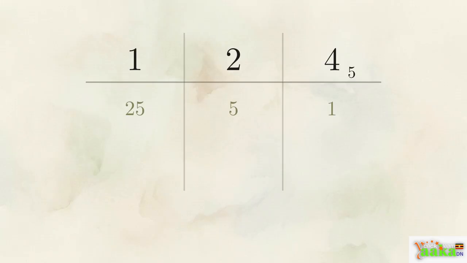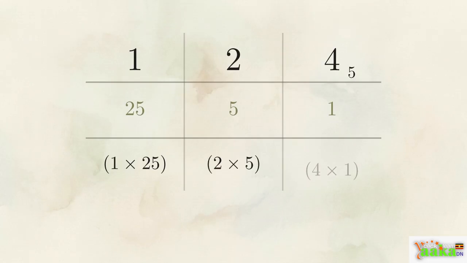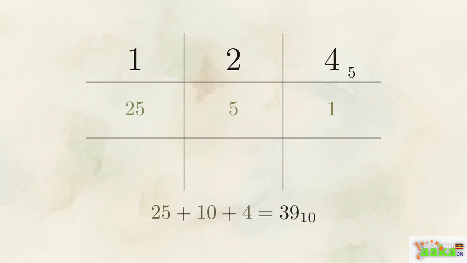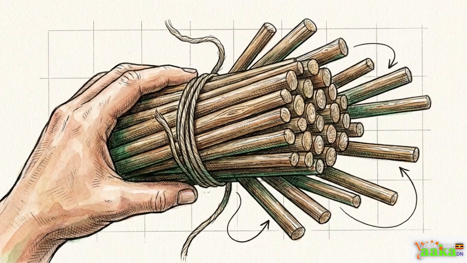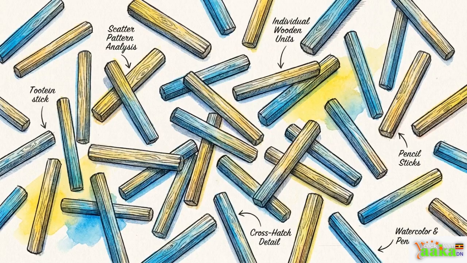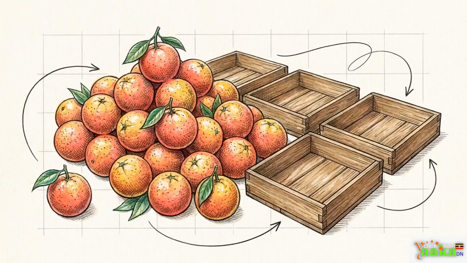Now we expand the number. Multiply the digits by their column values. 1 group of 25, plus 2 groups of 5, plus 4 groups of 1. That gives us 25 plus 10 plus 4, resulting in 39 in base 10. The expansion method works for any base. You are taking the grouped items, the 25s and the 5s, and unbundling them until they are counted as individual ones again. Converting from base 10 into a new base uses the inverse operation.